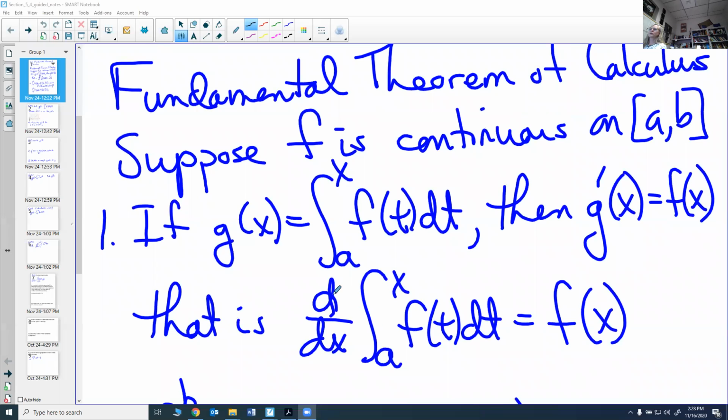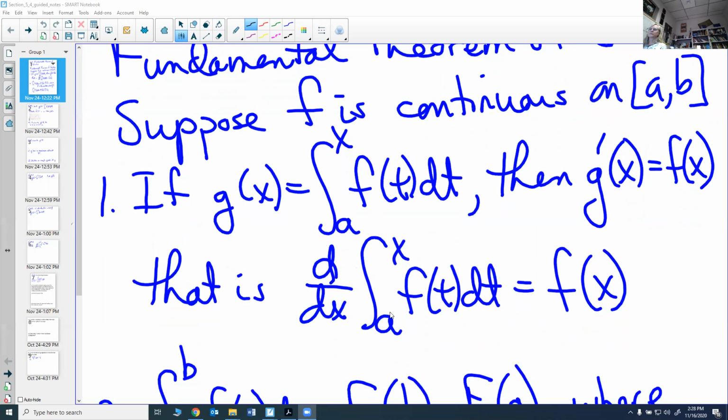So that means that the derivative with respect to x of any integral from a to x of f of t dt is f of x, whatever's inside. The derivative and the integral basically undo each other, and that's what this one says. Notice that the a down here is a constant, the x is the variable, and you get f of x.